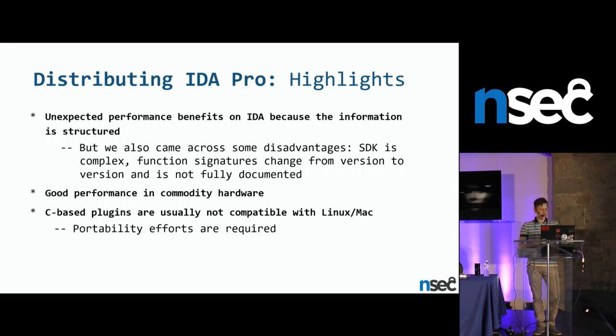As I mentioned, we had really good performance on commodity hardware. We didn't have high-end systems, about 8 cores per machine and 10 gigs of RAM. Another observation is that most of the plugins were written for the Microsoft Windows platform. They were using the Windows API and Windows types, so before making them work on Linux, because our environment was running on Linux, we had to apply some effort to port them.